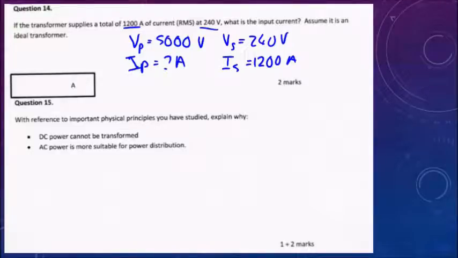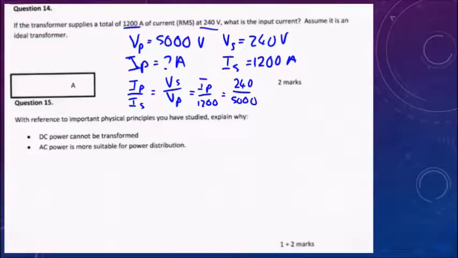Now, if we write the equation here, this is not on the formula sheet, but it's actually pretty easy to remember anyway if you don't have it. They're just inversely proportional to each other. So IP over IS equals VS over VP. So then we just substitute this in. So we've got IP over 1200 equals 240 over 5,000. Now you rearrange that and you get that your current in your primary circuit was 58 amps.